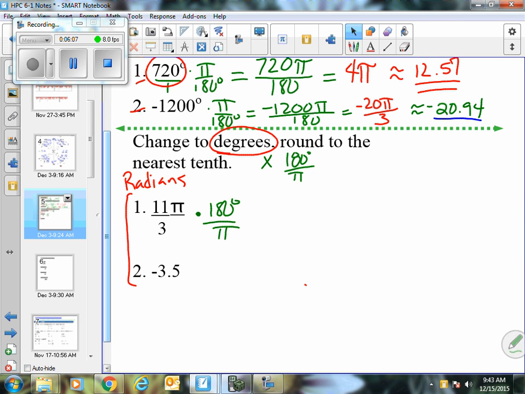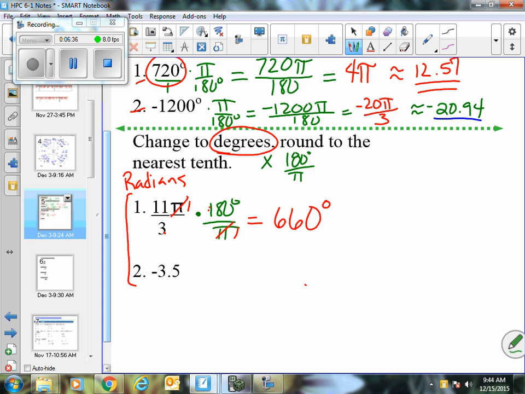Now for this first one, what happens to the pi values then? Well, they would divide out, leave a factor of 1. So all you're going to have left then is 11 times 180 divided by 3. For mental arithmetic, it might be easier to do 3 divides into 180 60 times and then do 60 times 11, probably a little bit faster, but you can use your calculator if you need to. That would be 660 degrees. So 11 pi over 3 would be equivalent to 660 degrees.